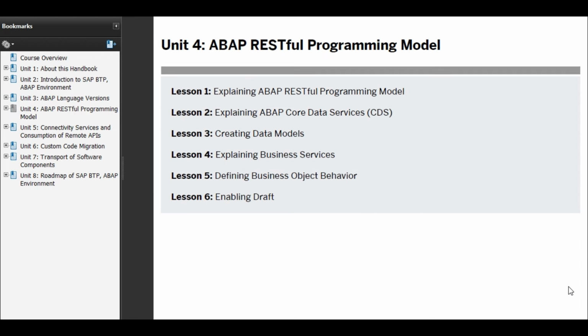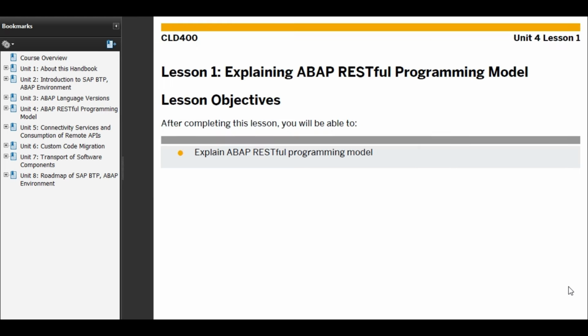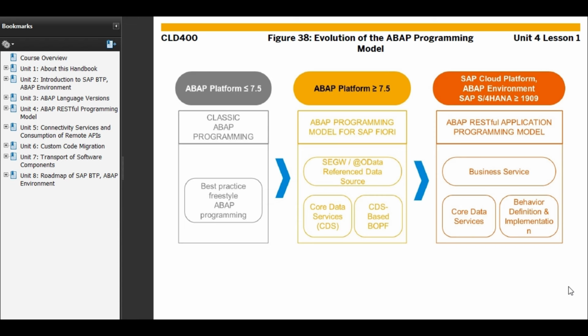You have this creating data models, explaining business services, defining business object behavior. We'll see this. So basically, in normal classical ABAP programs that we used to use in the past, we used to have the best practices freestyle ABAP programming. Then CDS was launched. So now ABAP programming is still there. Additional to that, we have this OData services which will expose the data to these different things, and when we have this CDS, the core data services, and CDS based business object platform. So these all things we have. And in the SAP cloud platform, we have the ABAP environment, SAP S/4HANA 1909.